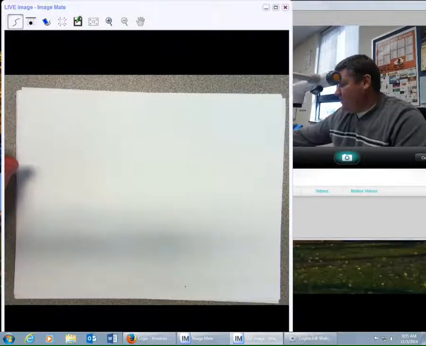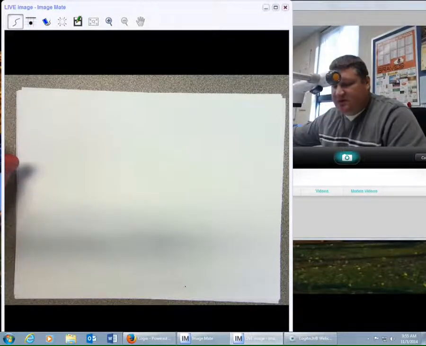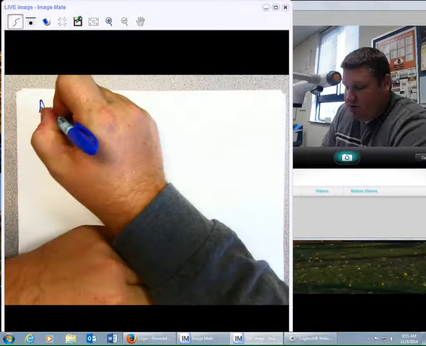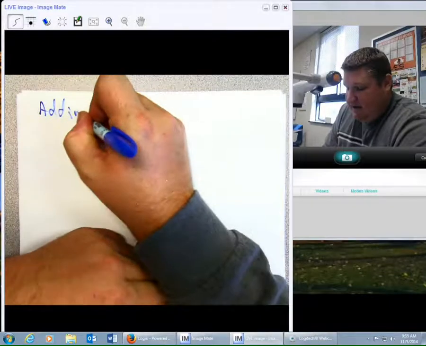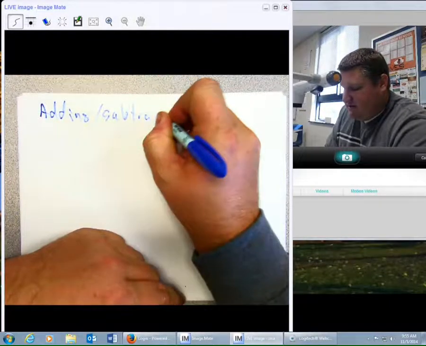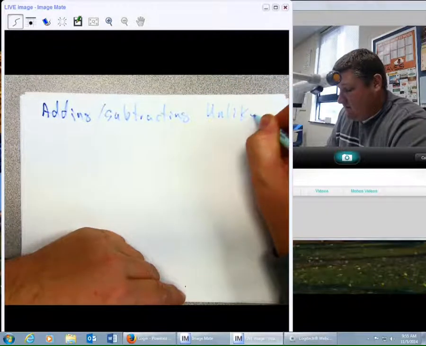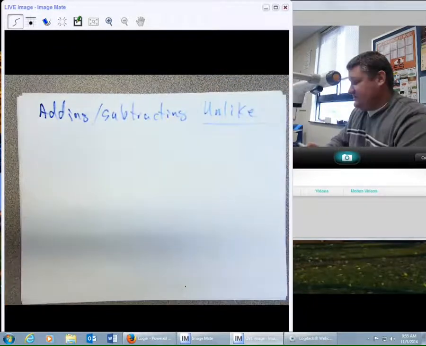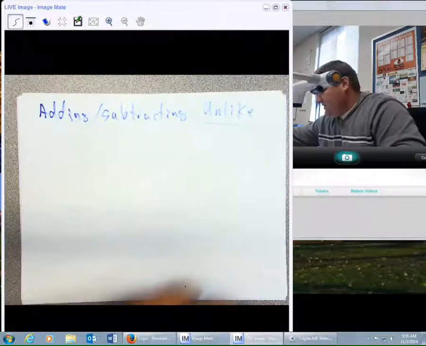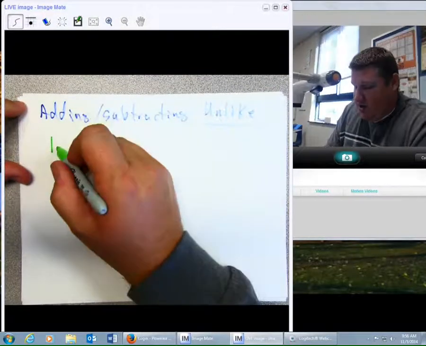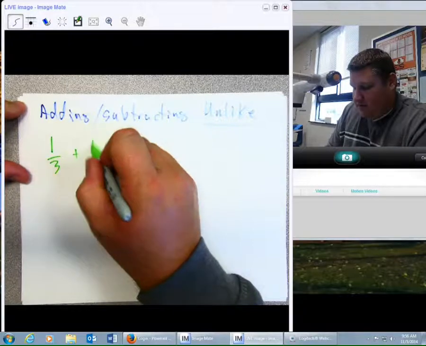Okay, ladies and gentlemen, let's start talking about adding unlike fractions. Previously we added like fractions, now we're going to add unlike fractions. So, adding and subtracting unlike fractions. That's the key, unlike. Now, if I have unlike fractions, that means something like 1/3 plus 1/2.